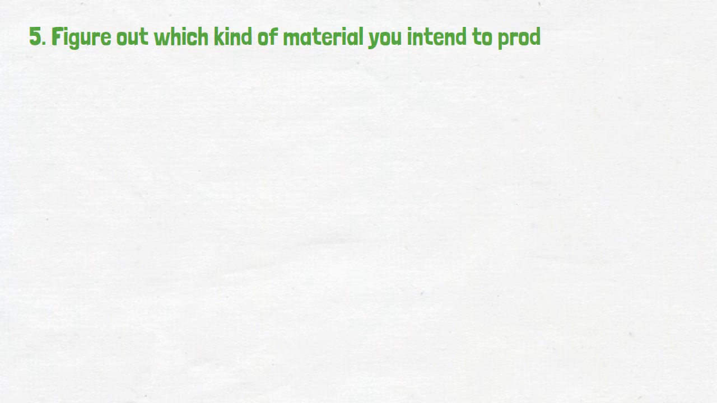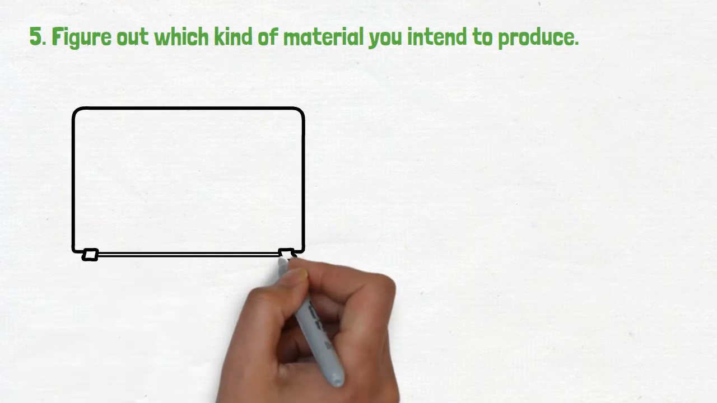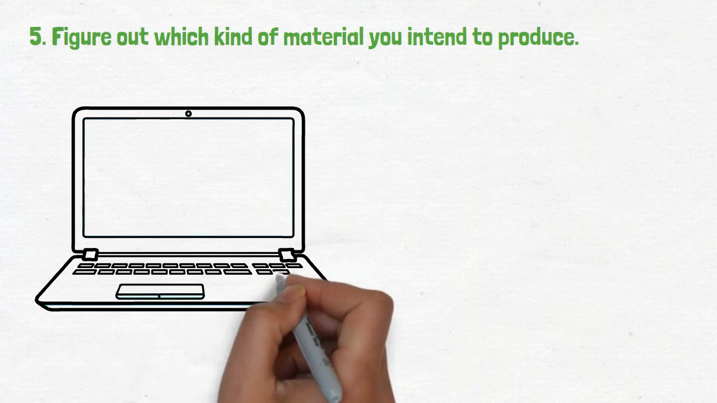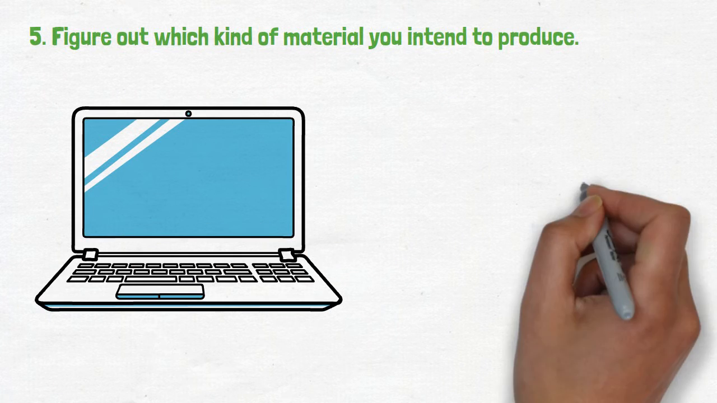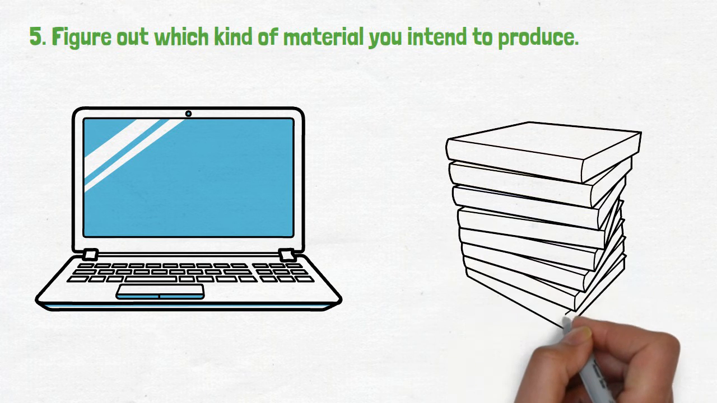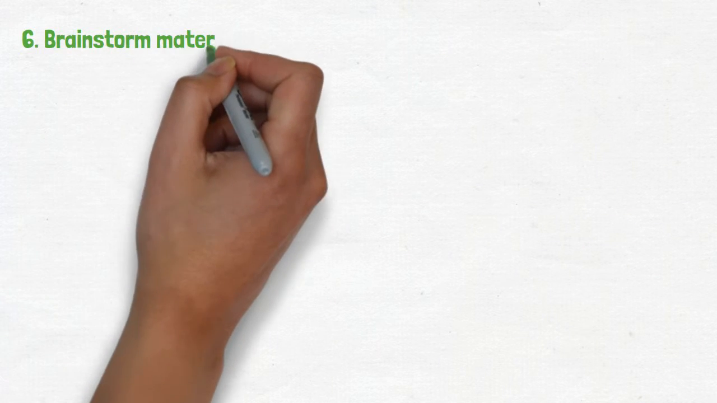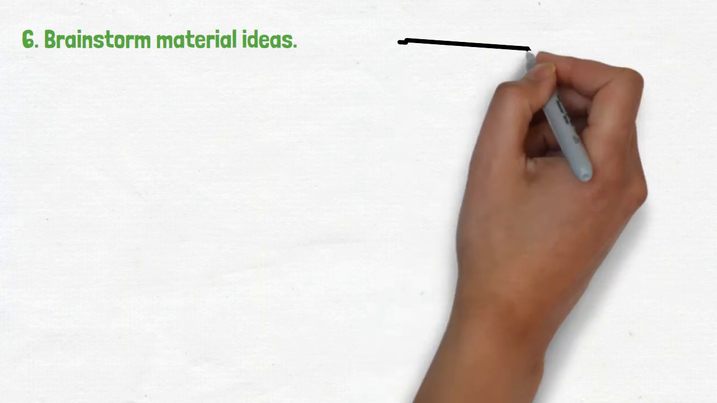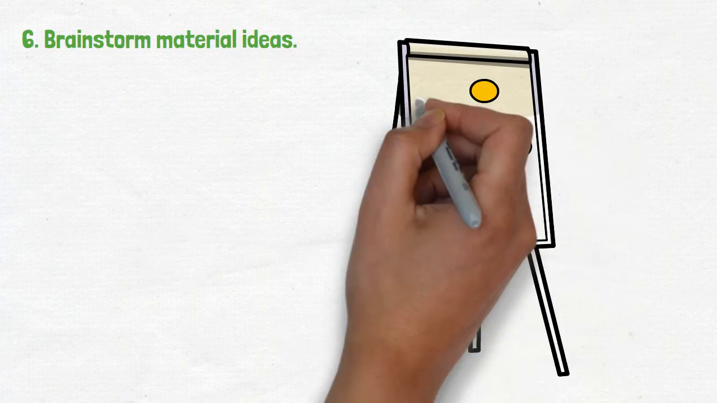Number 5, figure out which kind of material you intend to produce. There are a range of choices available for material you can develop, starting with written material like blog posts and ebooks to audio material such as podcasts. Number 6, brainstorm material ideas. Now it's time to begin developing concepts for your upcoming content campaign.